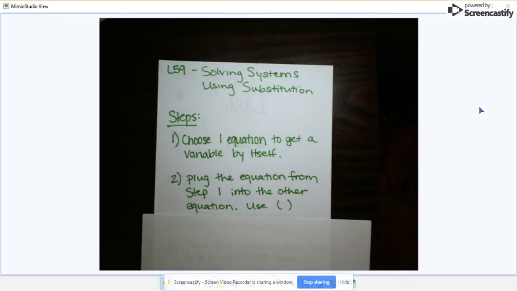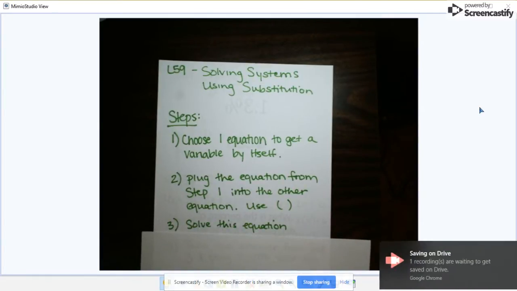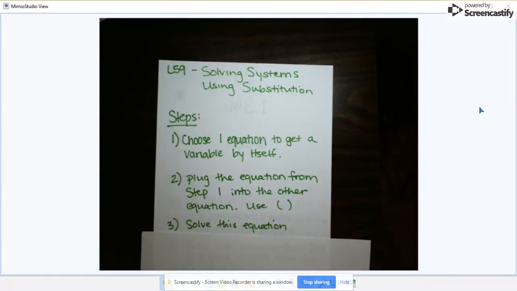Our second step will be to take what we get from step one and plug it into our other equation that we haven't used yet. And when we plug that in, we're going to have to use parentheses. Our third step is going to be solving the equation that we just substituted into, so from step 2.